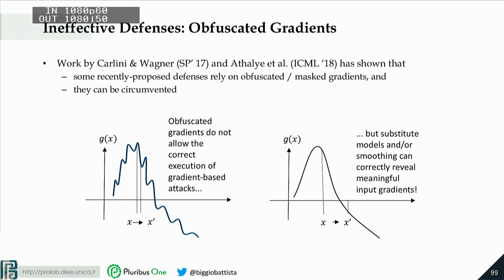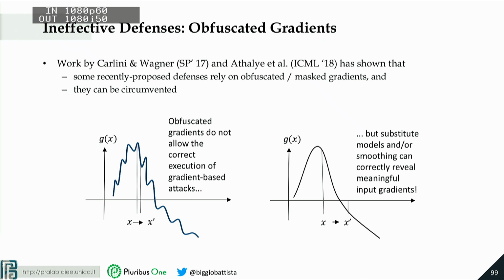Just a quick note now about ineffective defenses, and why several defenses that have been proposed are not really effective against the attack. The reason is that they're not really changing the classifier. They're not really moving the boundary. What they're doing is making the optimization of the attacks more complex.